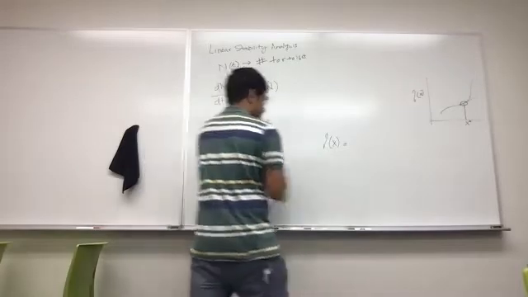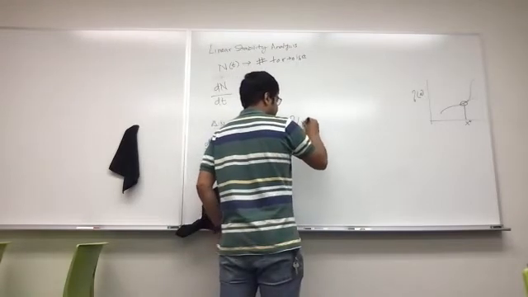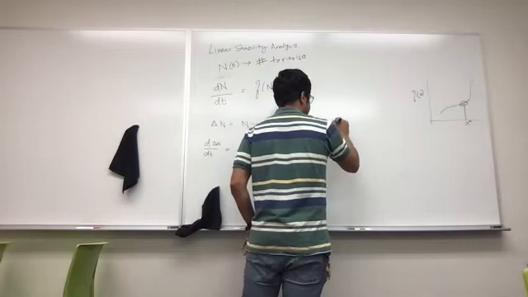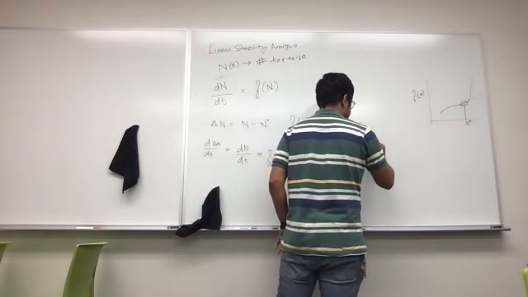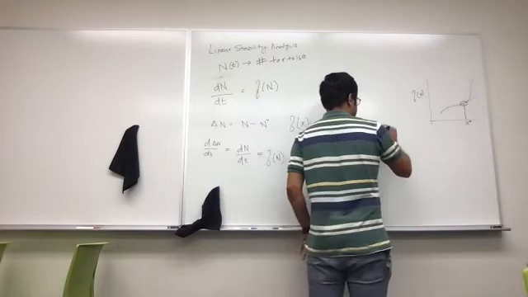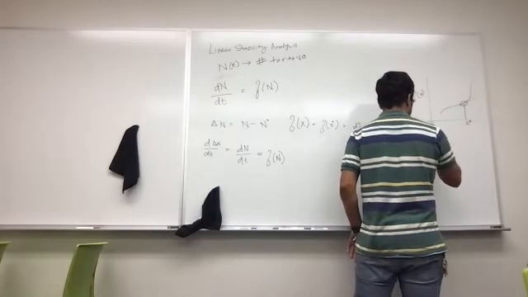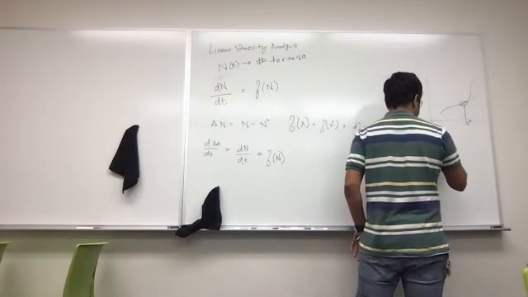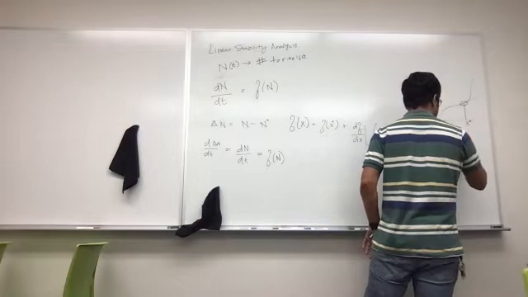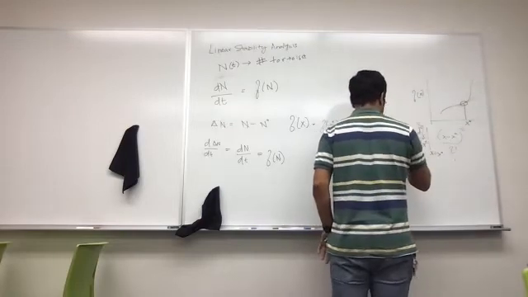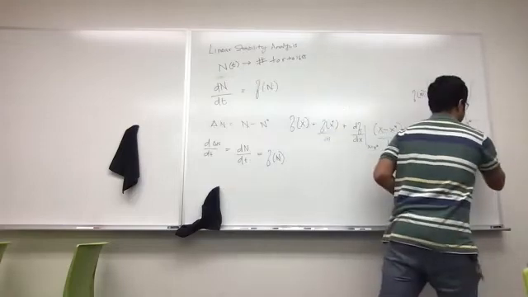f of x equals f of x star plus df by dx at x equals x star times x minus x star, plus the second derivative at x equals x star times x minus x star squared, divided by 2 factorial. And so on, and then I'll just keep on writing like this.